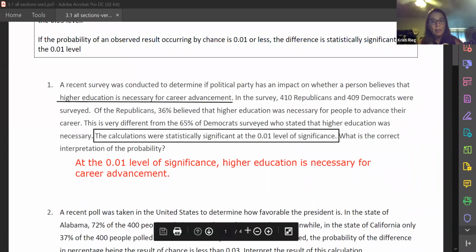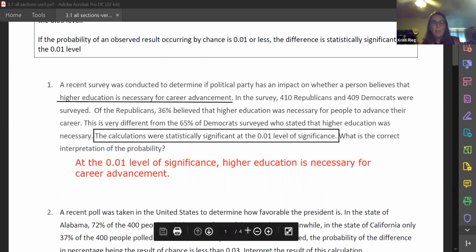We're not concluding that higher education is necessary. We need the first part of the sentence there. We're just saying that it's at the 0.01 level of significance. So we're just saying how much of this conclusion is based off of chance. We are not saying we agree with the conclusion. We're not saying that this is true. None of that. We're just saying what were they asking and what is the level of significance.